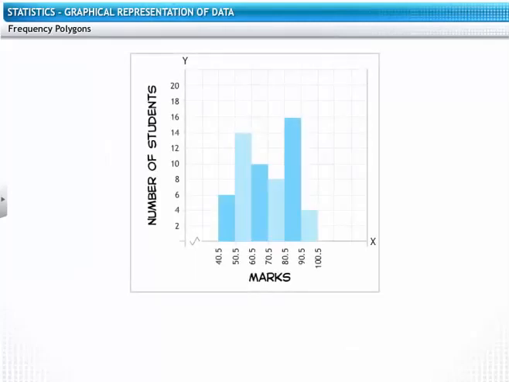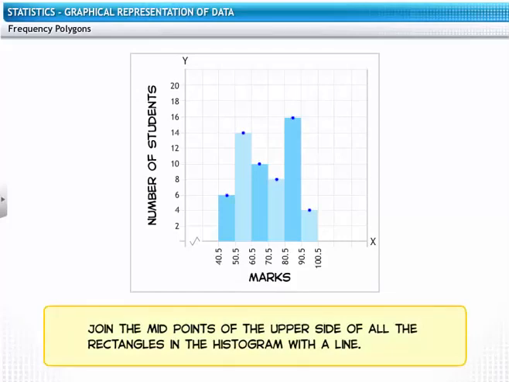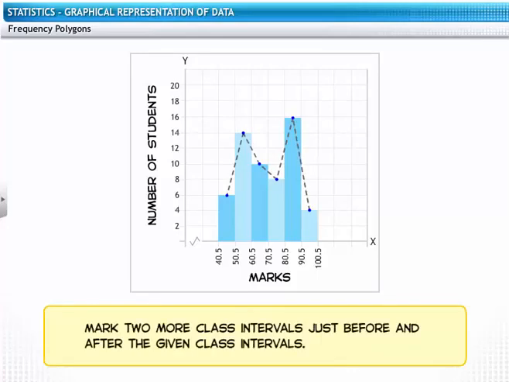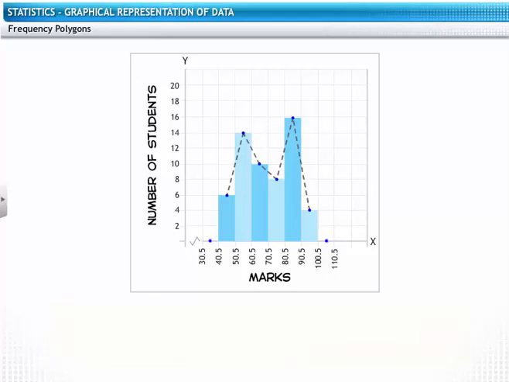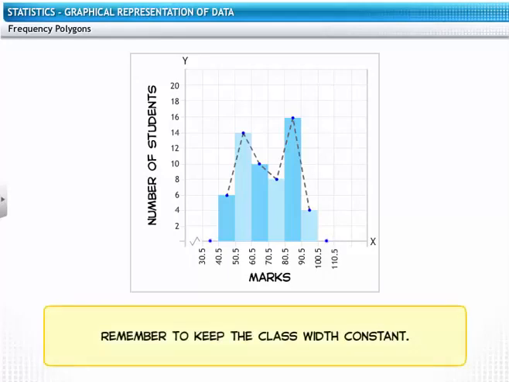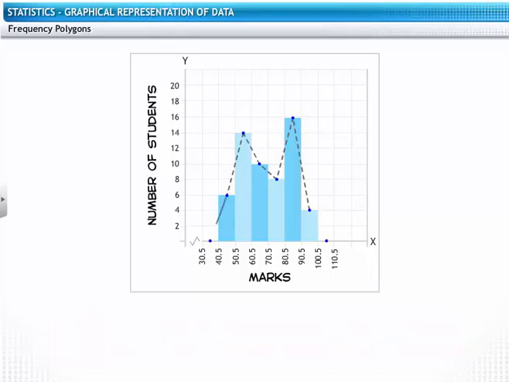Now, let's look at another interesting way of representing data. Consider the midpoints of the upper side of all the rectangles in this histogram and join them with a line. Now consider two more class intervals just before and after the given class intervals. Note that we keep the class width constant. Now join the upper midpoint of the first rectangle to the midpoint of the new class interval marked before it. Similarly, join the upper midpoint of the last rectangle with the midpoint of the new class marked after it.